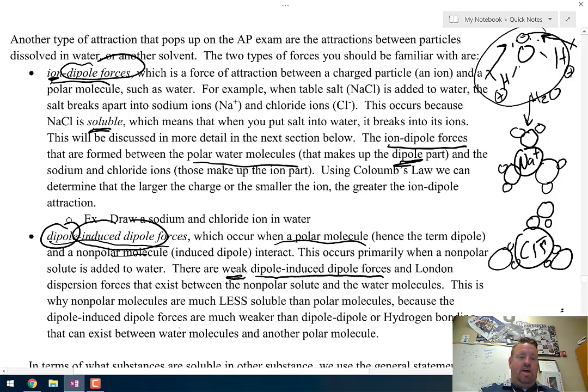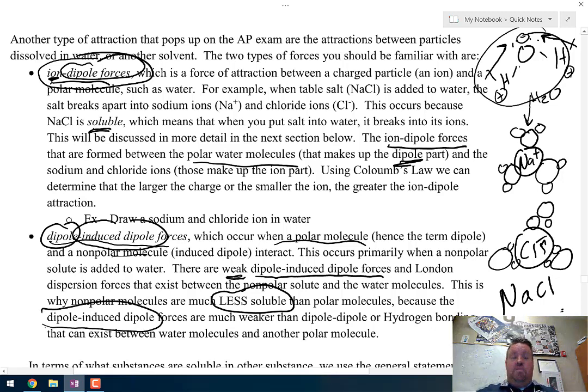Because the dipole-induced dipole forces are much weaker than the dipole-dipole or hydrogen bonding, they're much less soluble. So NaCl is very soluble in water because it creates these very strong ion-dipole forces. Whereas when you put something nonpolar, sometimes the strength of attraction is so weak that they won't even mix, like oil and water. Oil is very, very nonpolar. Water's really, really polar. So they won't even mix at all because there's not enough energy to create these dipole-induced dipoles to keep them together.